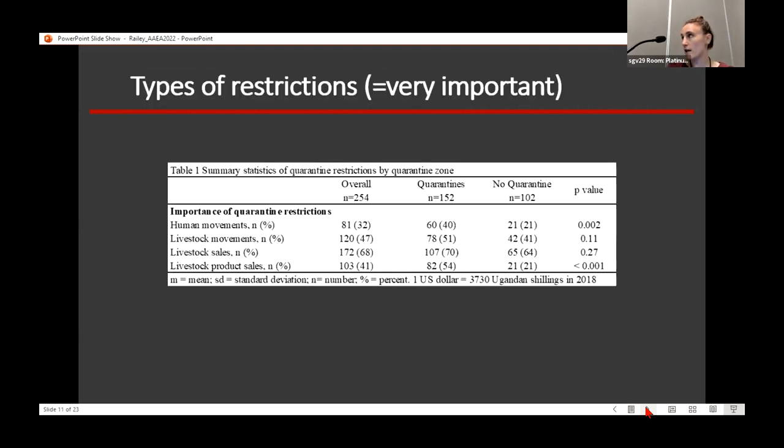If we look at types of restrictions, whether households felt any of these restrictions were important or existent in their activities across quarantine and no quarantine zones, households, unsurprisingly, reported livestock sales as being very important, 68% of them. But there was variation across these different questions, and it's less well defined by being in a quarantine zone versus not being in a quarantine zone.